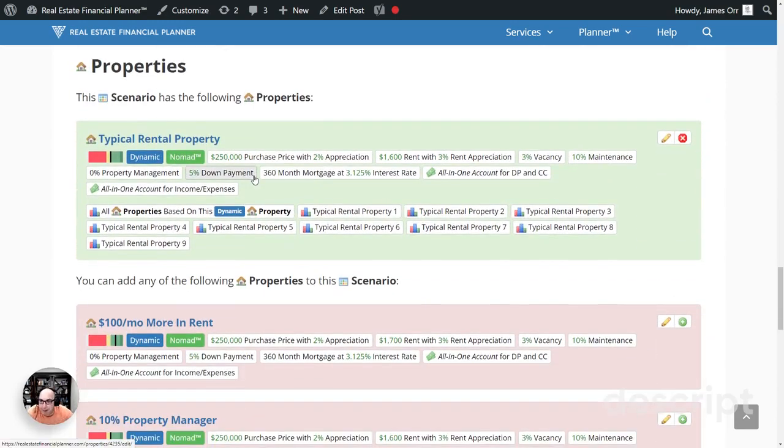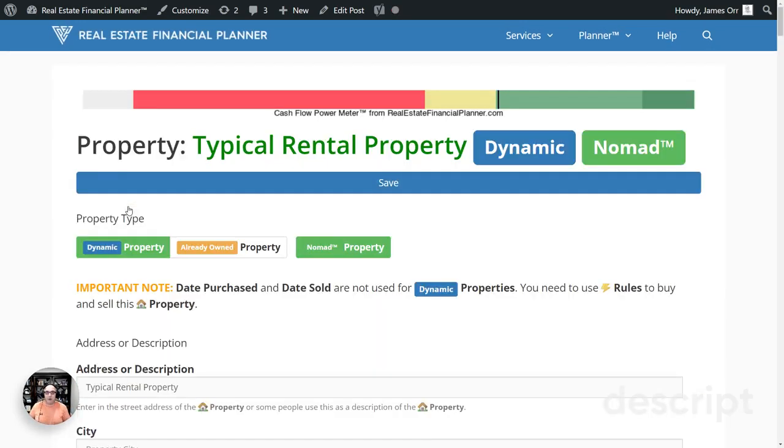Now let's look at the property. In this case, we have a typical rental property. It's a template of a property here. Let's go through whatever the assumptions we use for that. So we look at this, you can see at a glance how the cash flow is in this property using the cash flow power meter.